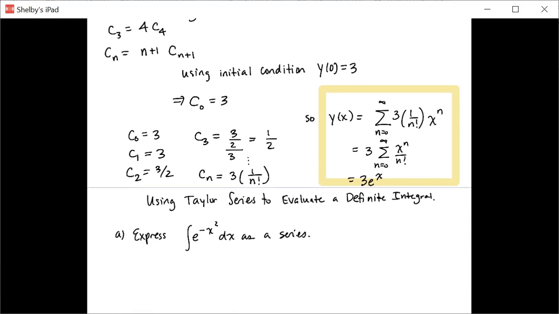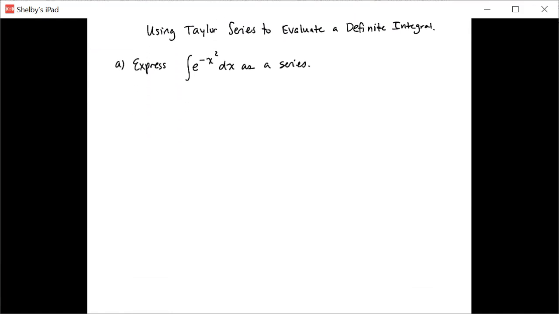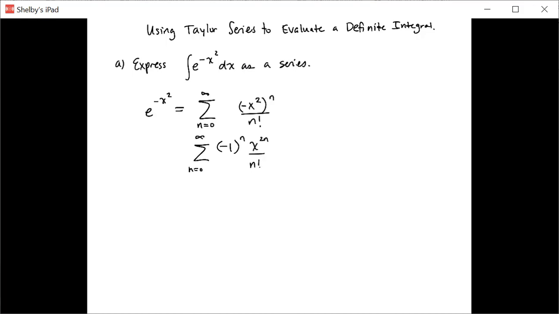Let's take a look at another application, which is using a Taylor series to evaluate a definite integral. This is a super common problem. Let's say we needed to express e to the negative x squared dx as a series. Well, we could express e to the negative x squared as a series and then integrate it. So negative x squared to the n over n factorial, using our properties of power series. This is negative 1 to the n, x to the 2n over n factorial, ranging from 0 to infinity. And we could go ahead and integrate that term by term.